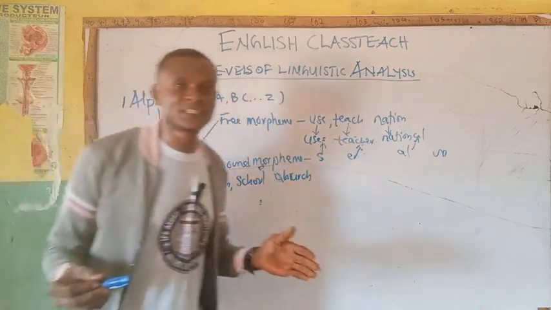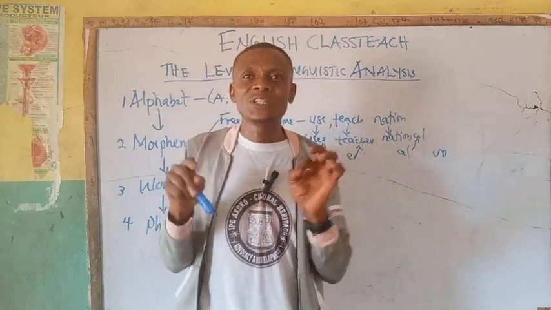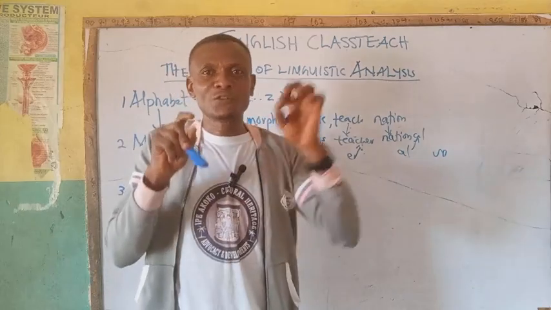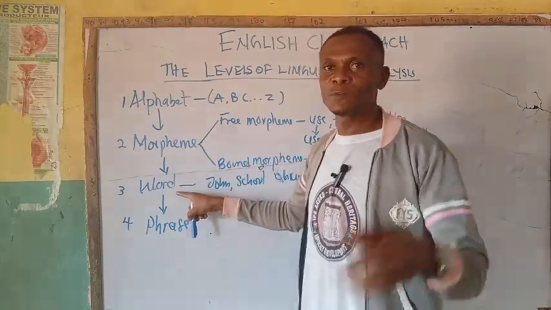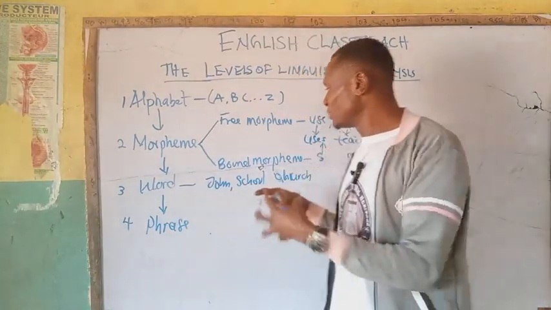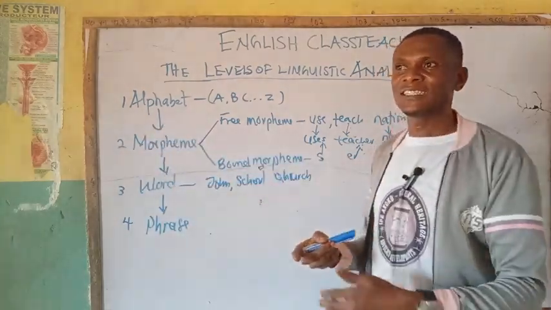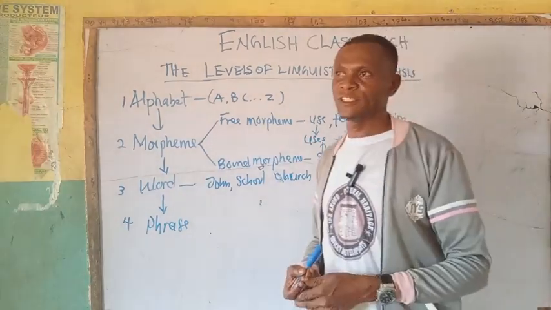And what is a phrase? A phrase is a group of words without a subject or a predicate. It's just a group of words. When you pick different words that you form here and bring them together, syntactically, you will have what we call a phrase.